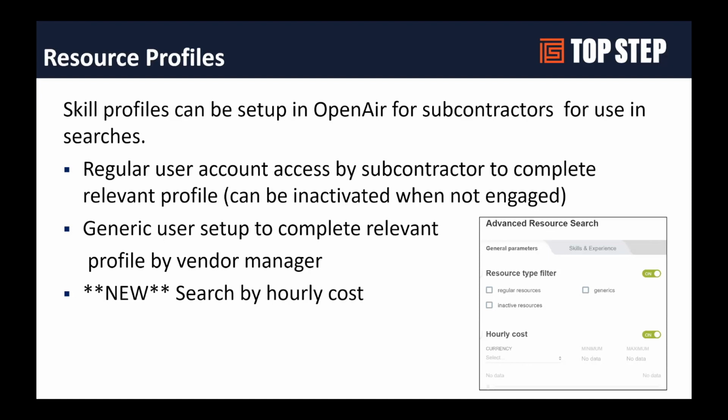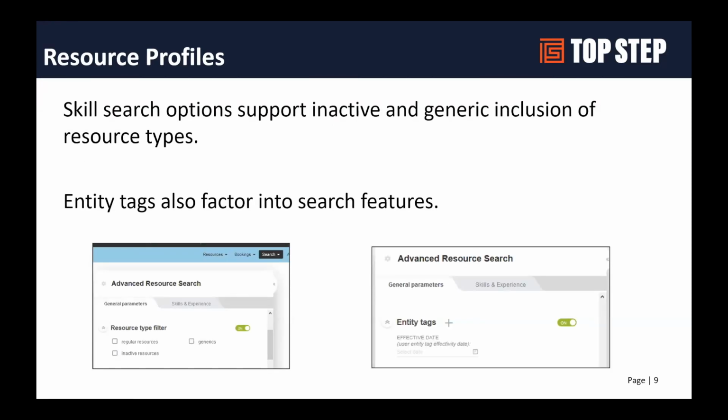You can also search by hourly cost now. In the advanced resource search, which came out a couple of years ago, they added the ability to search by cost. So if you've got standard costs throughout your system and you're looking to search not only by skill, but also by the cost of the resource, this is another option for contractors as well as employees. The other good news is when you're doing skill searches, you can search both inactive users as well as generic users.